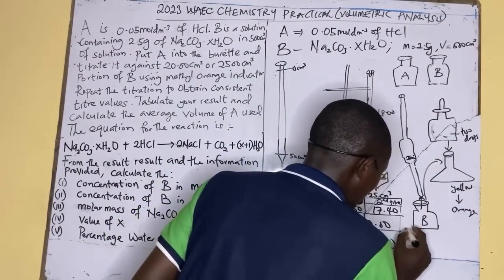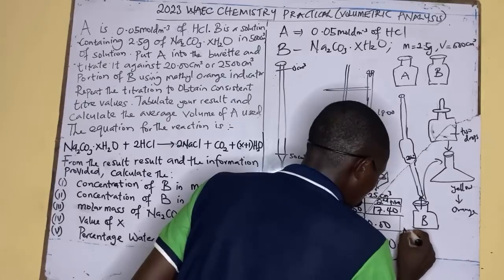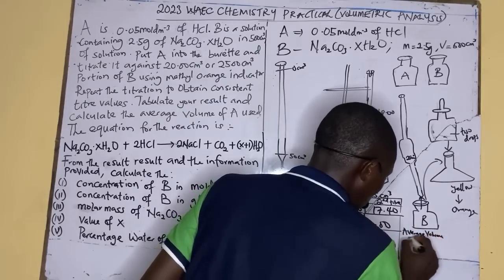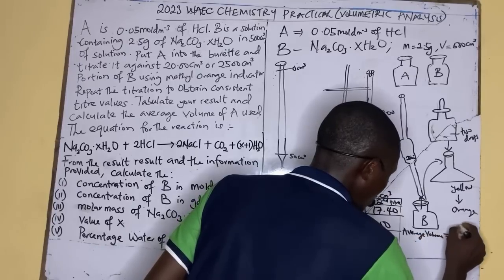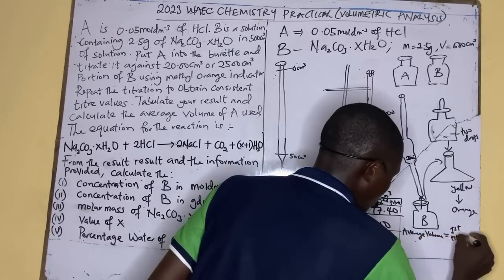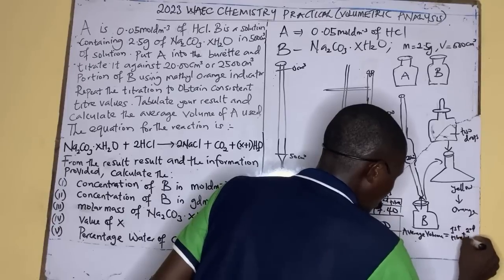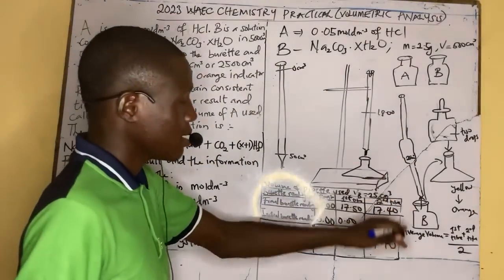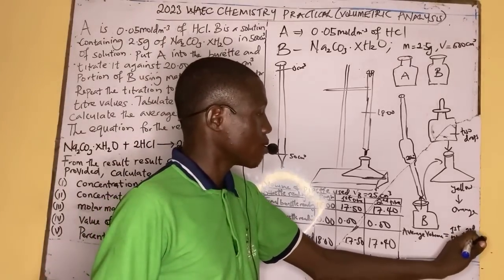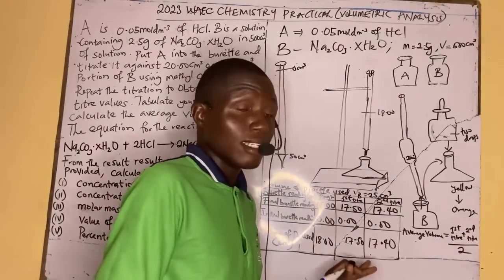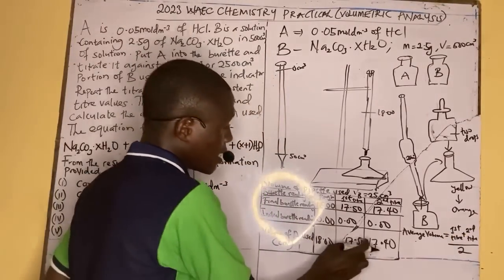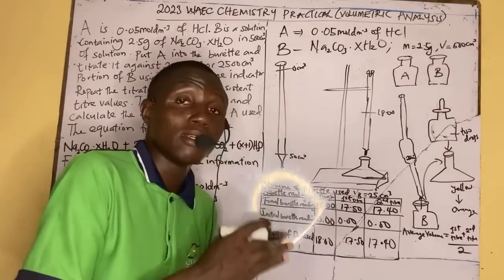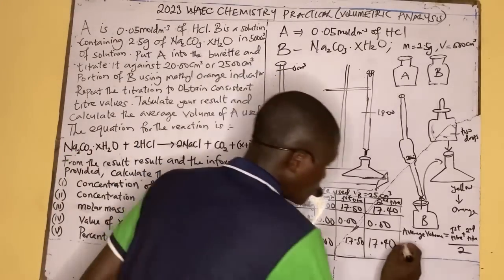So we have the average volume. It is equal to first titre plus second titre, divided by 2. So that's how you are going to get it. Average volume is equal to first titre plus second titre, then divide it by 2. So when you add this one and this together, and divide it by 2, you are going to get 17.45. So you can do your calculations.